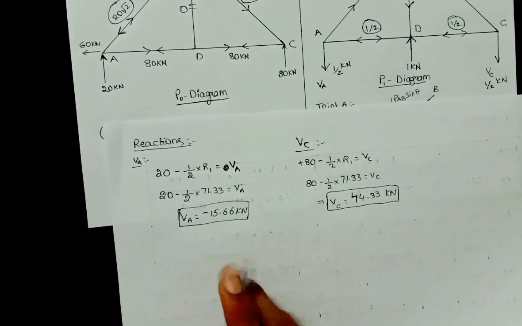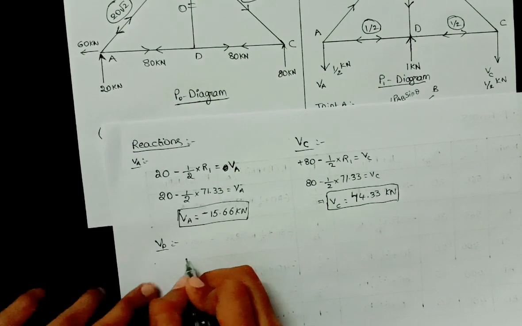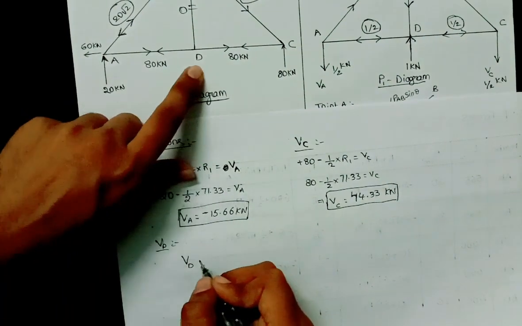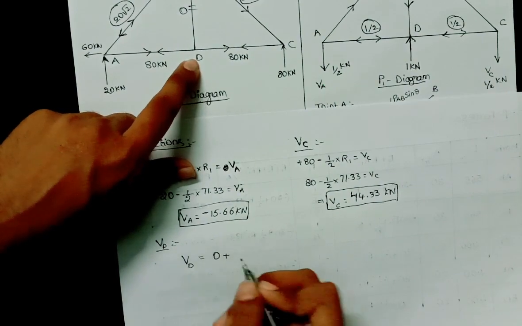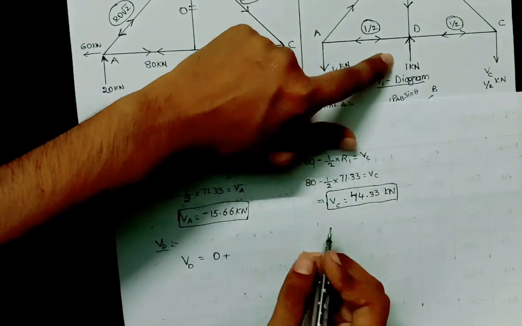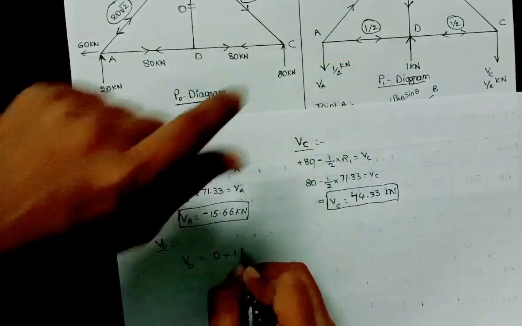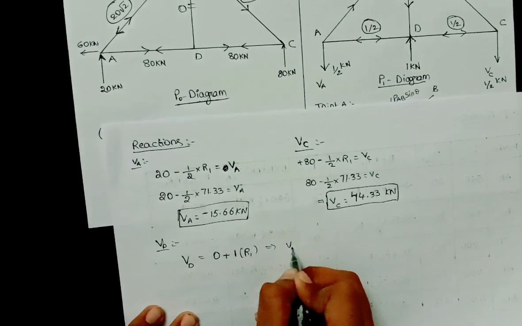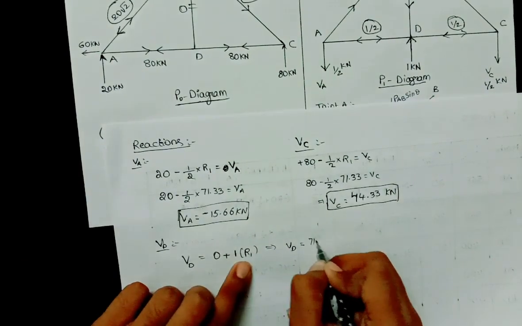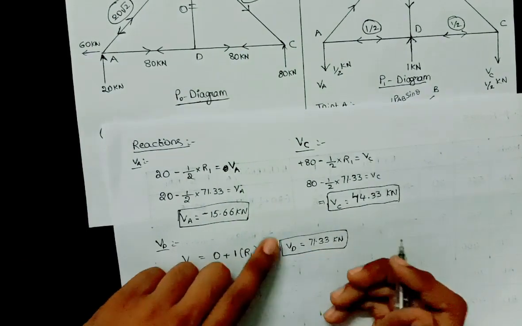Now we should calculate the reaction VD. In the P naught diagram there is no reaction for VD, so 0, plus in this P1 diagram 1 kilonewton is acting upward, so plus 1 into R1. You should multiply with R1. What is the value of R1 here? 71.33 kilonewton. So this is the vertical reaction.